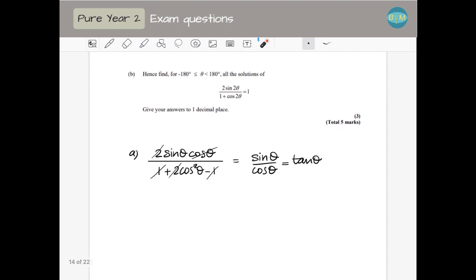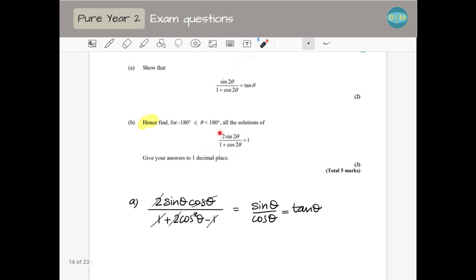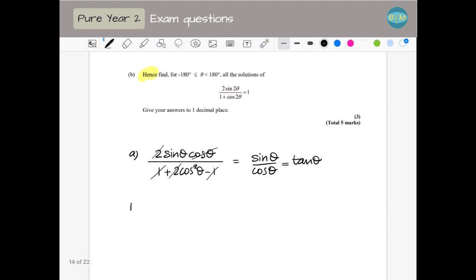Yeah, and then hence find between minus 180 and 180 degrees the solution to this equation. We know that this is the same as having tan theta. So it's a very quick question to solve. We have that tan theta must be 1, which means that theta is going to be 45 degrees.